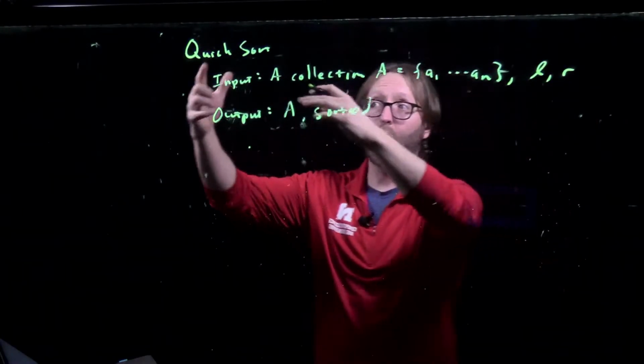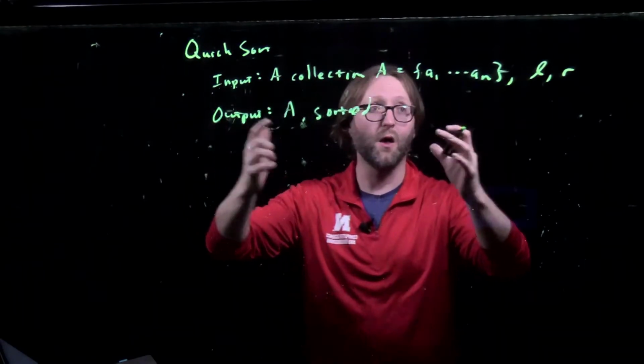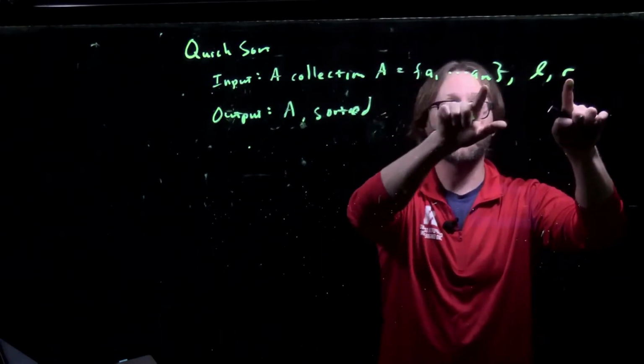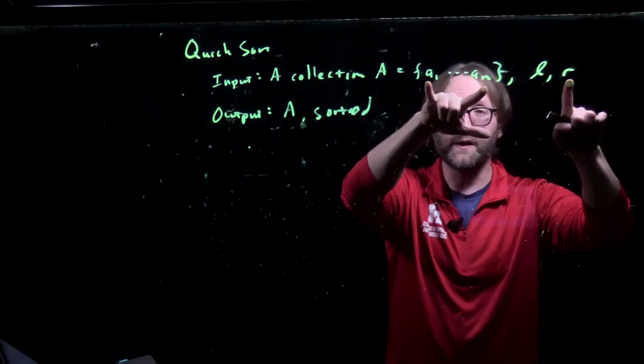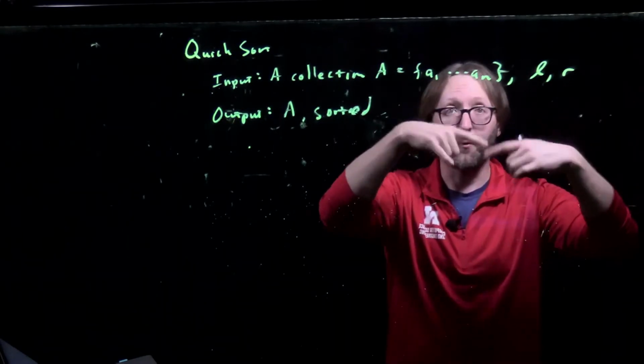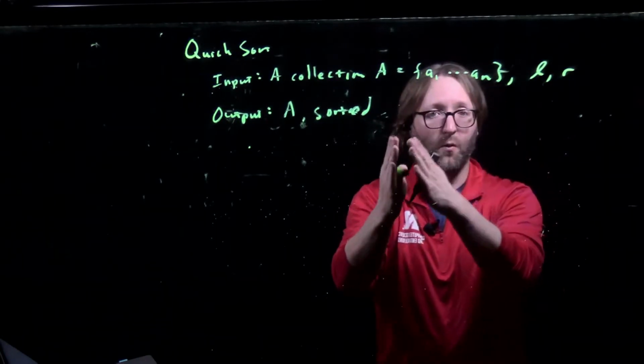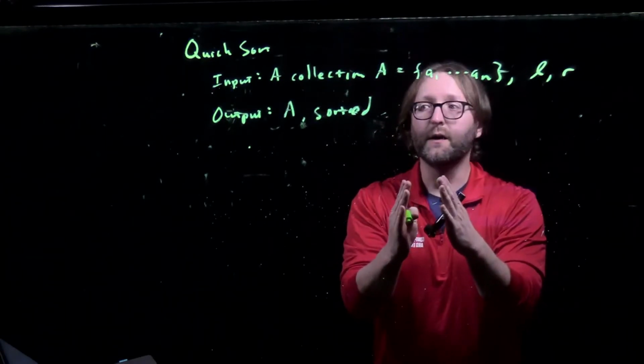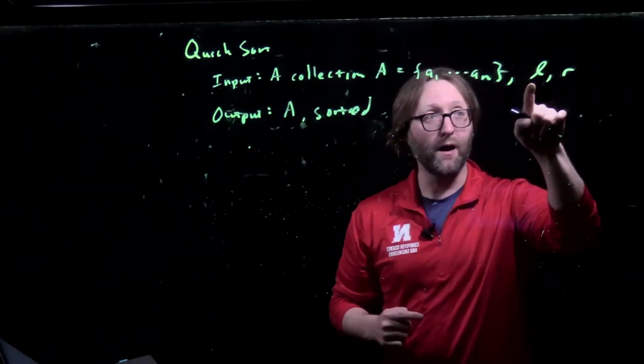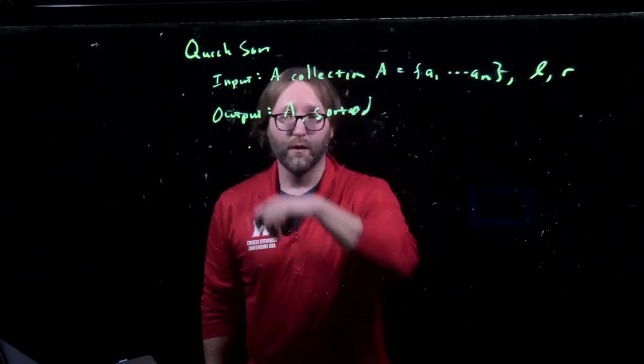Again, if you're going to call this to start this all off, L is going to be 1 and R is going to be n because you want to sort the entire collection. But in the recursion, at some point you're looking at only a small part of that array, only from L up to index R.